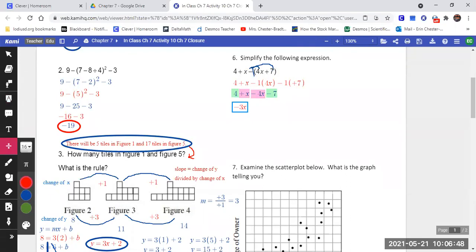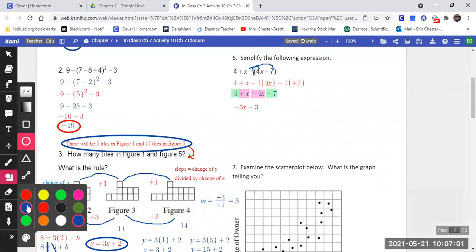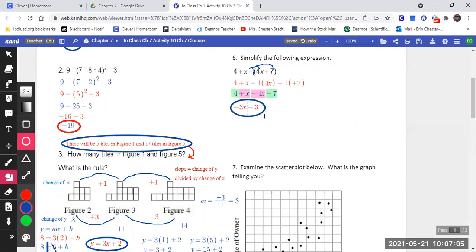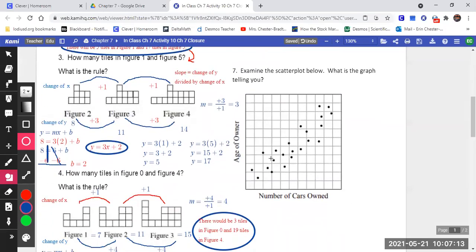Okay, and then we have a positive 4 with a negative 7. What would we have? Negative 3. And it's done. We cannot solve. It did not say solve. It said to simplify. We can't solve because there's a letter and no equal sign. Okay?